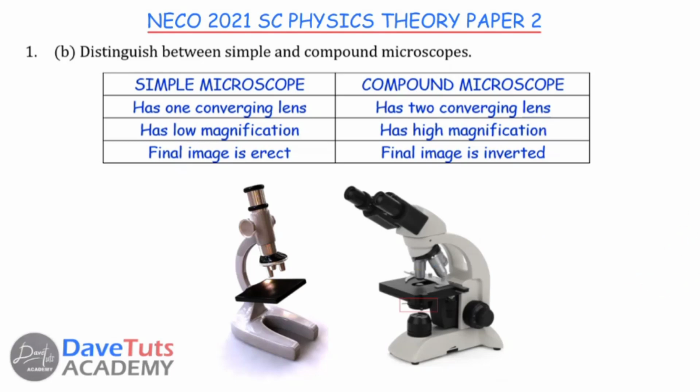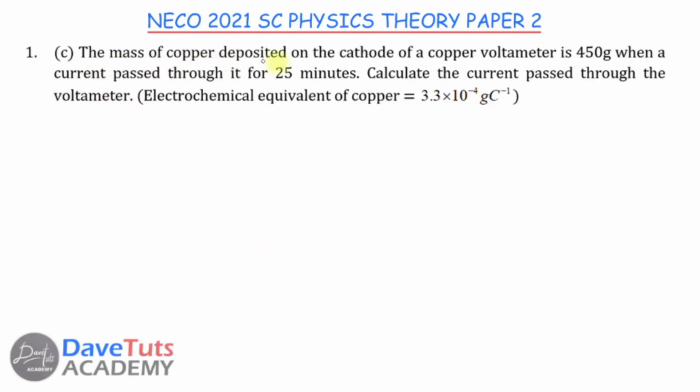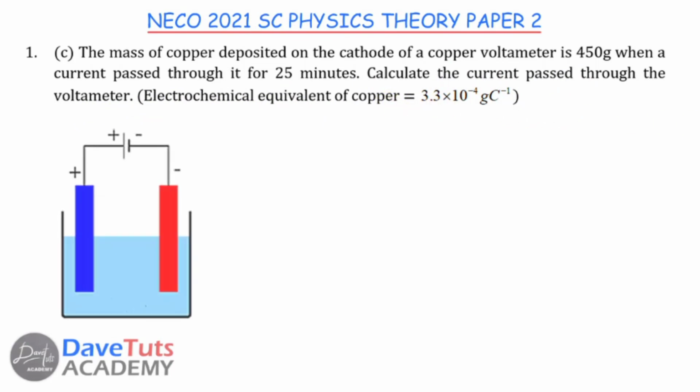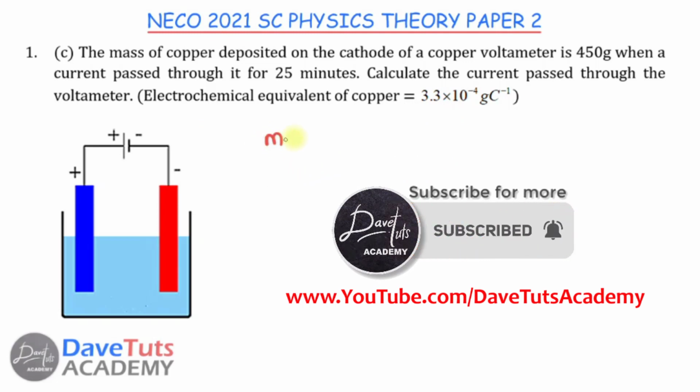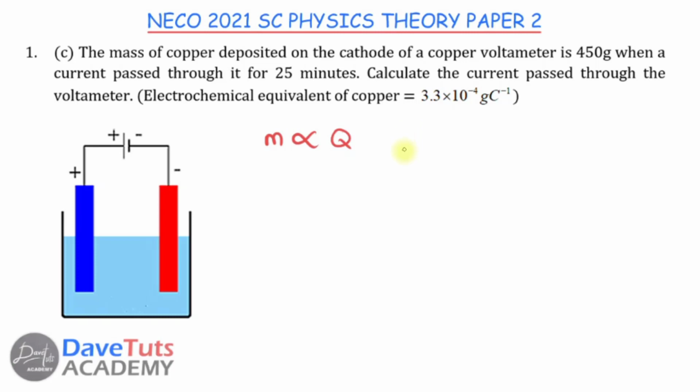All right. Here we are told that the mass of copper deposited on the cathode of a copper voltammeter is 450 grams when the current is passed through it for 25 minutes. Our mandate is to calculate the current passed through the voltammeter, and we are given the electrochemical equivalent of copper to be 3.33 × 10^-4 grams per coulomb. So here we are going to be making use of Faraday's law of electrolysis, which states that the mass deposited in such a setup is proportional to the quantity of electricity that is passed through it.